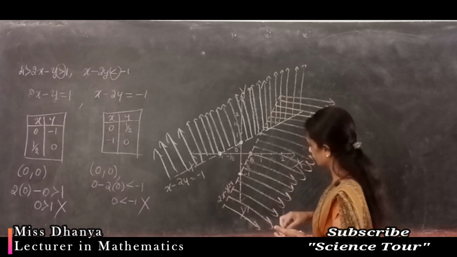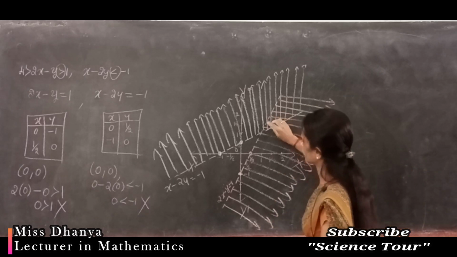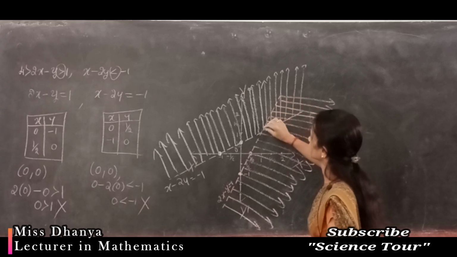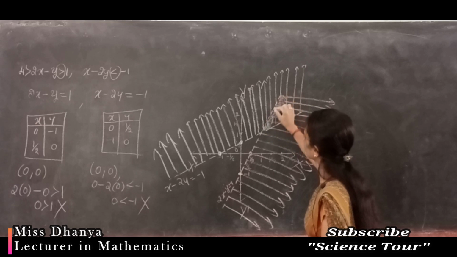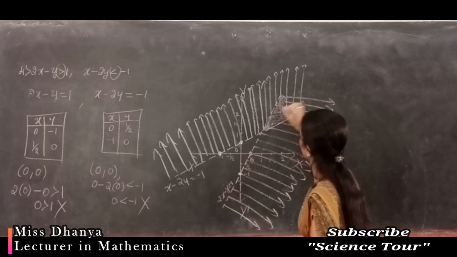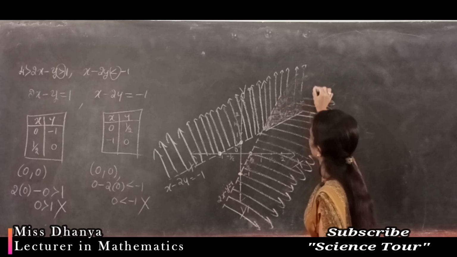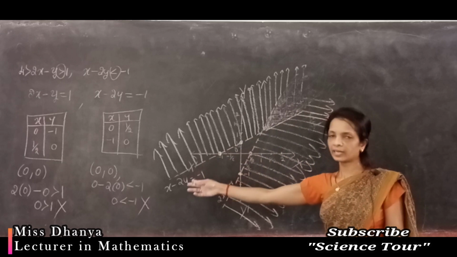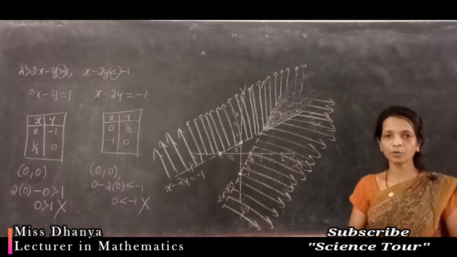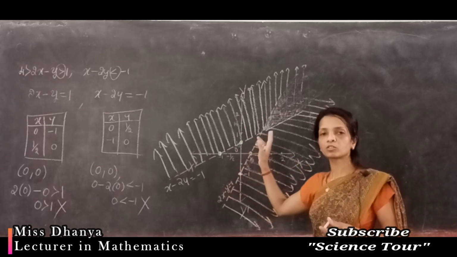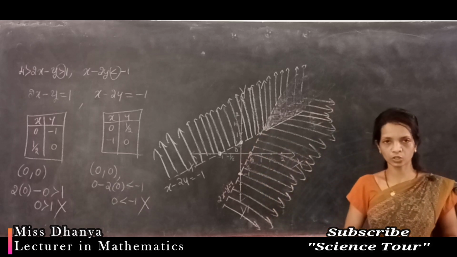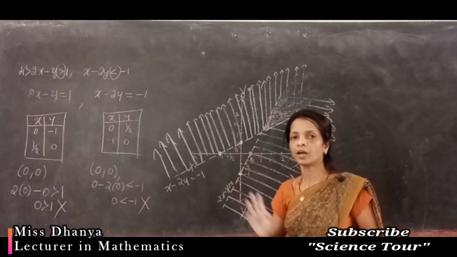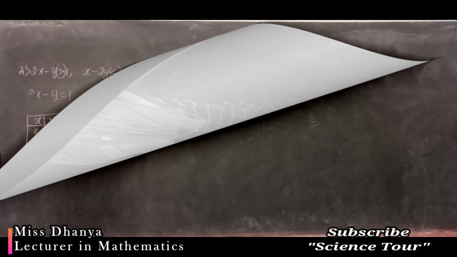So I will highlight that common solution region. In this region can you see both the shadings, orange and green? That is the common solution region. It will extend above, and in both you have a broken line. A broken line indicates that points on that line are not in the solution region. That you have to keep in mind.